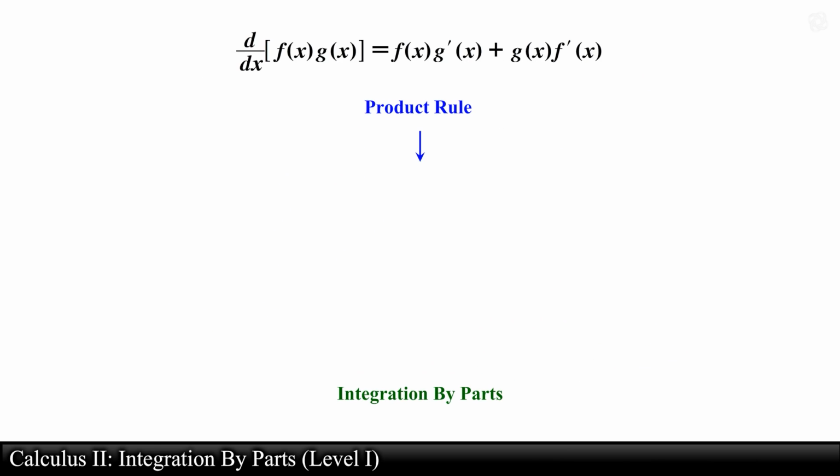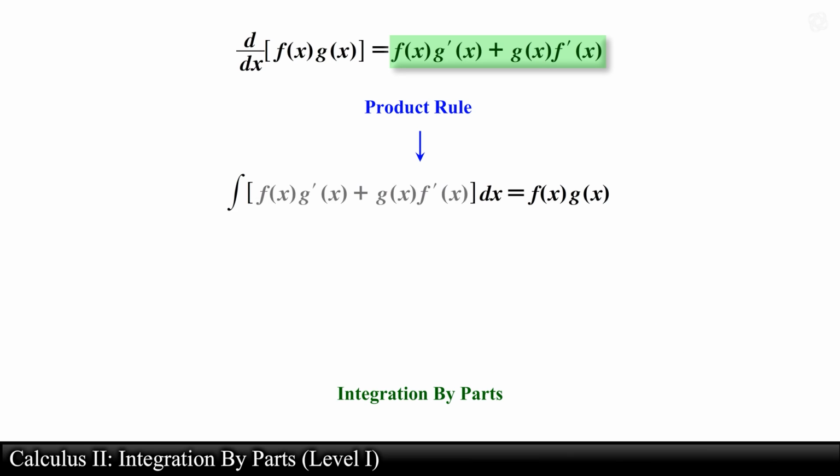If we take the product rule and rewrite it using the notation for indefinite integrals, we would have the following expression. Remember, according to the fundamental theorem of calculus, differentiation and integration are inverse processes. So we can rewrite the product rule as follows. If we were to take the integral of the resulting expression of the product rule, we will obtain back the original function formed by the product of f of x and g of x. So this expression is the product rule written by using indefinite integral notation.